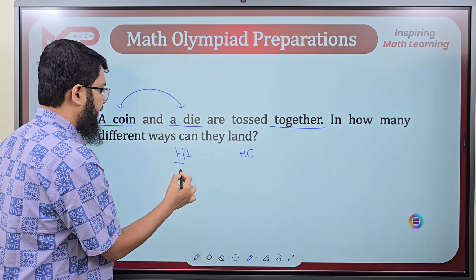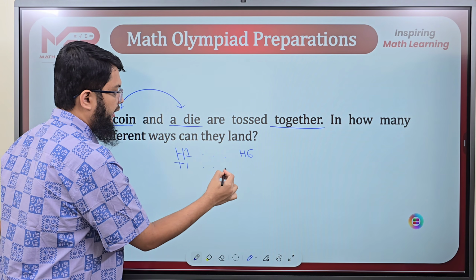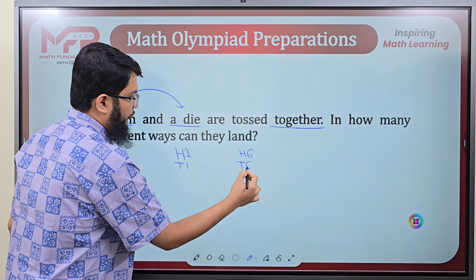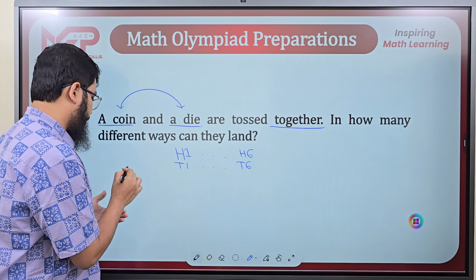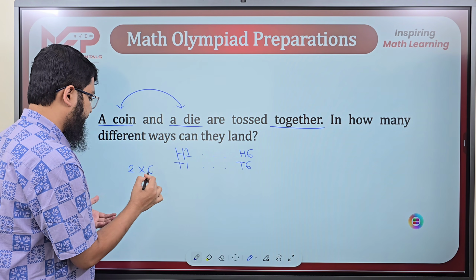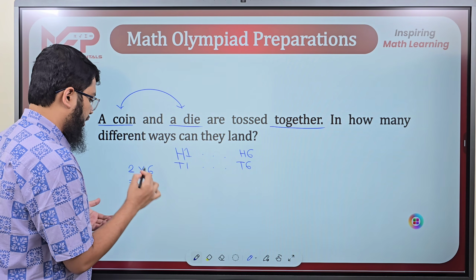Similarly, for the tail, you can form tail 1, tail 2, in this way, all the way up to tail 6. And in short, you can write 2 multiplied by 6, and it gives you 12. So the answer is 12.